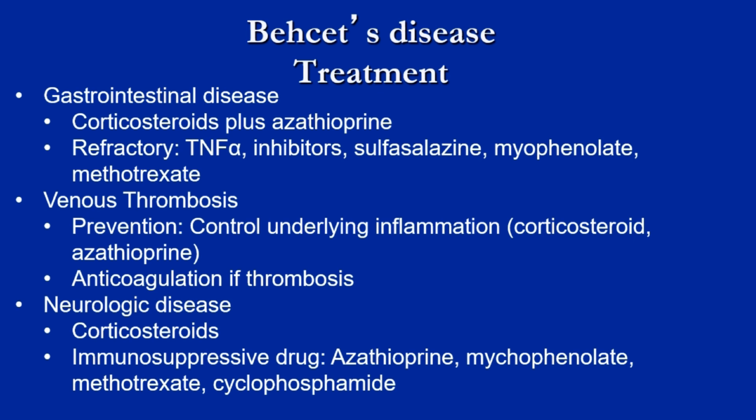For the venous thrombosis, primarily one wants to prevent the blood clots, so that would be either corticosteroids or azathioprine. But if thrombosis occurs, then anticoagulation is added. And then for neurologic disease, again, similar group of medicines, corticosteroids with some immunosuppressive treatment.